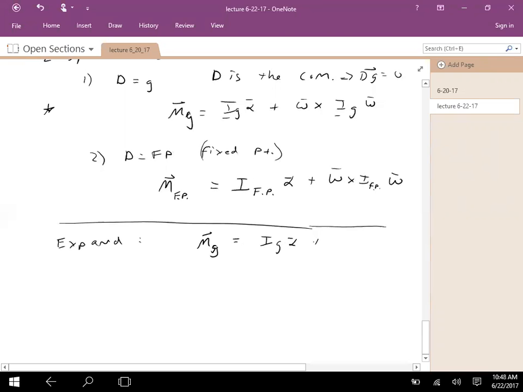I_G alpha plus omega cross I_G omega. All right, so when we expand, we get M1, M2, M3 equals I.